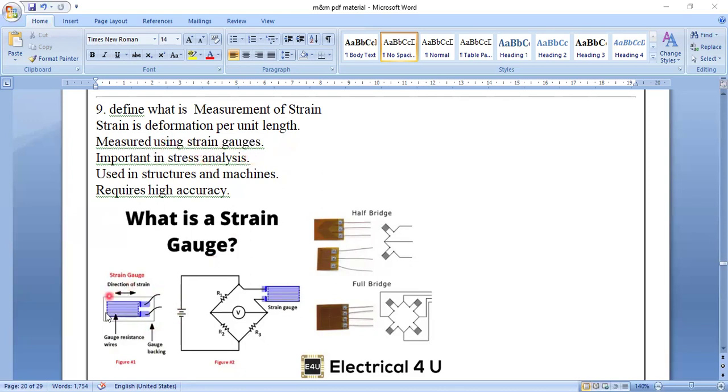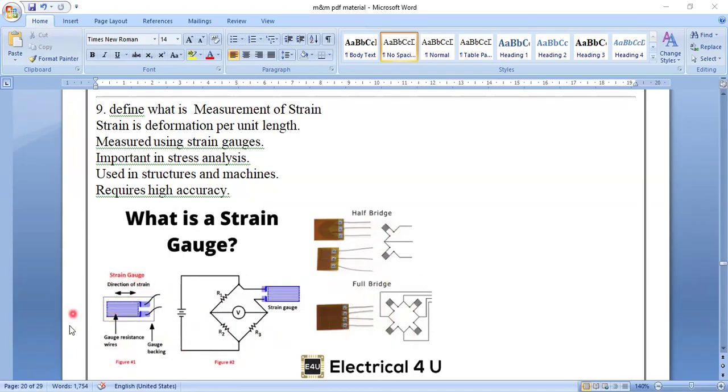Some strain gauges are developed here. So this is a circuit. A circuit has four sides of resistance. 1, 2, 3, 4 sides. On one side you can attach a strain gauge. So any changes in this strain gauge will be recorded by these resistors. This is given in the output. So if two are there, half bridge; if four resistors are there, full bridge.